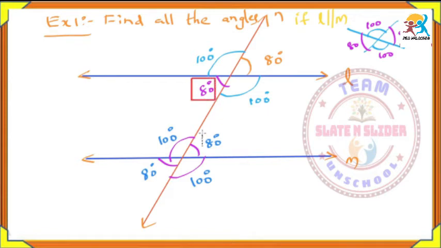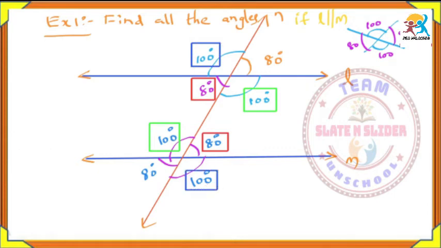This is 80, this is also 80. So these two are called alternate interior angles. This is one pair, both are equal. And we will take one more pair. This 100 and this is also 100. And alternate exterior angles: so this 100 and this 100, these two are alternate exterior angles. And another pair, this is 80 degrees and this is also 80 degrees.